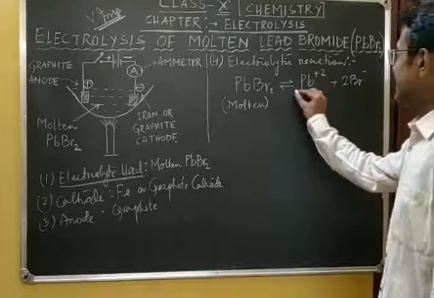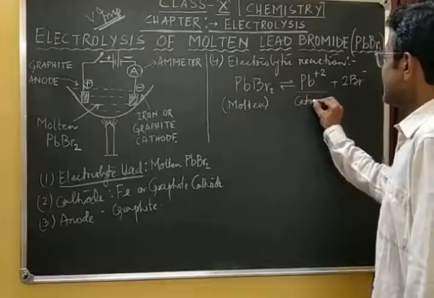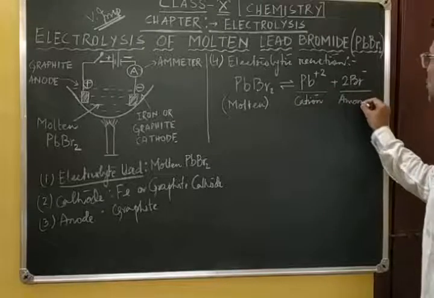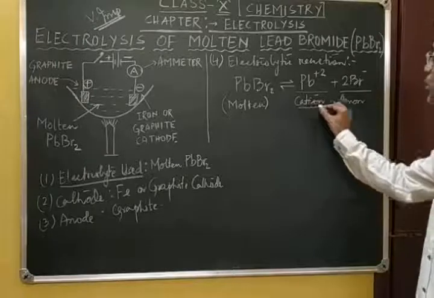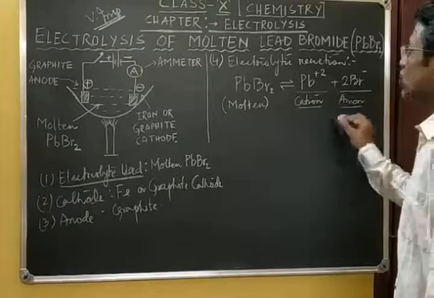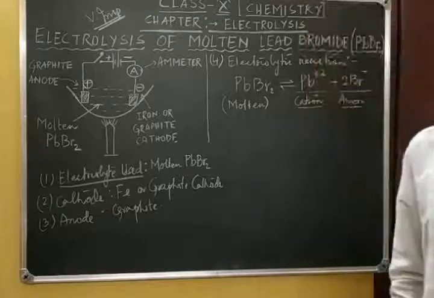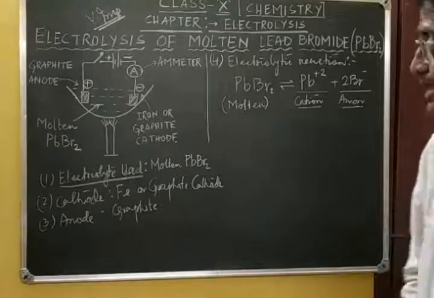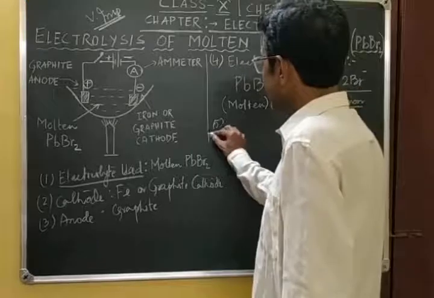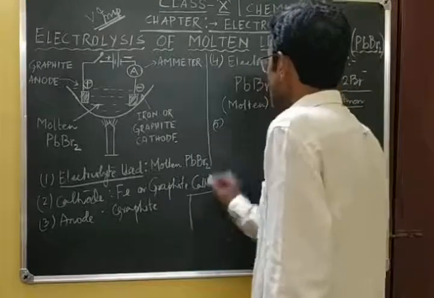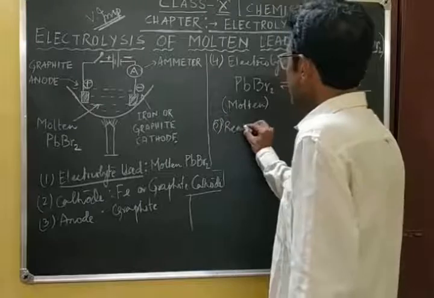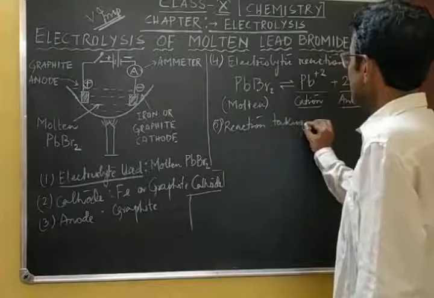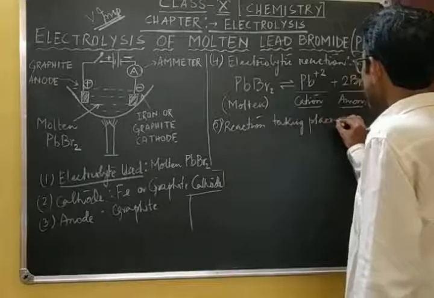Here, this is the cation and this is the anion. Definitely the cation will go to the cathode and the anion will go to the anode. I will write the reaction taking place at the cathode. You should write it like this: Number 5, reaction taking place at cathode.